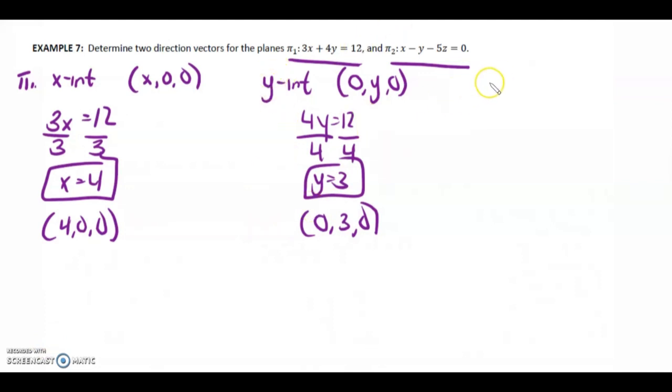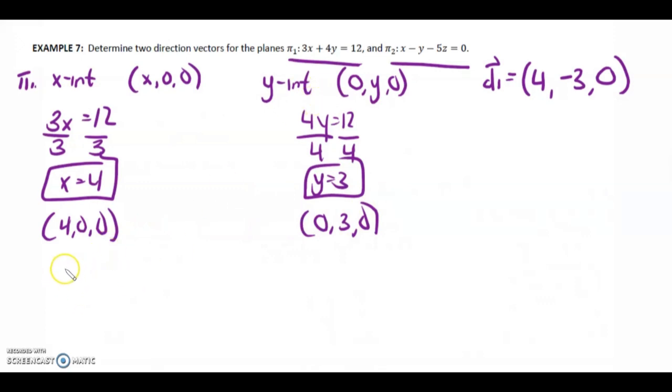Okay, so now what we're going to do with these 2 points is find a direction vector. If we call this y and x, so we're going to go 4 minus 0, because I like that leading coefficient as positive. 0 minus 3, so we get negative 3, and 0 minus 0, 0. Okay?